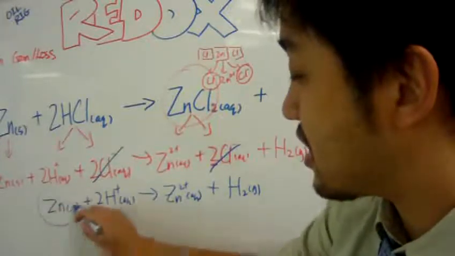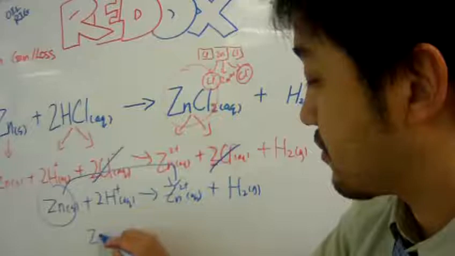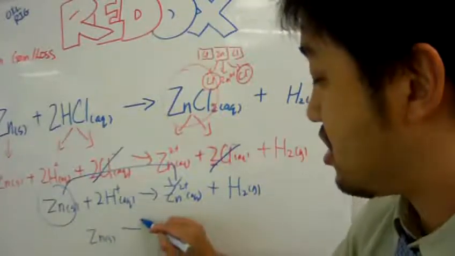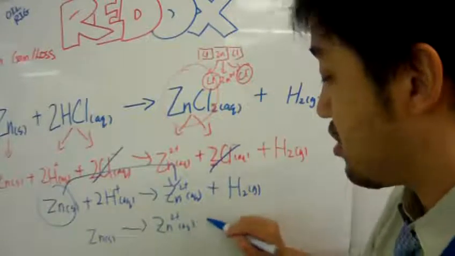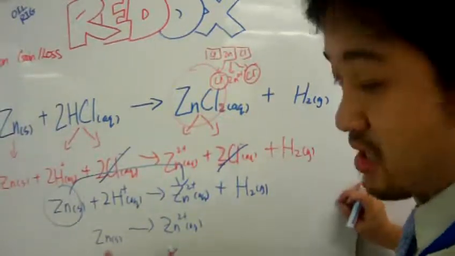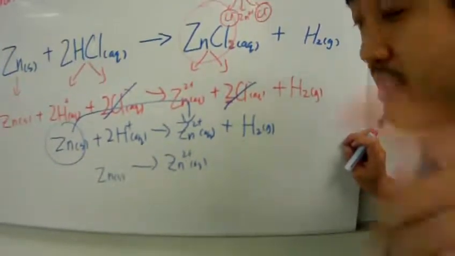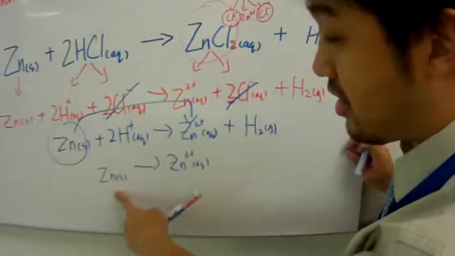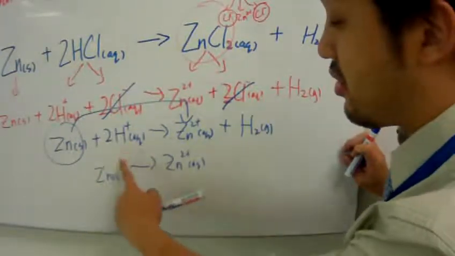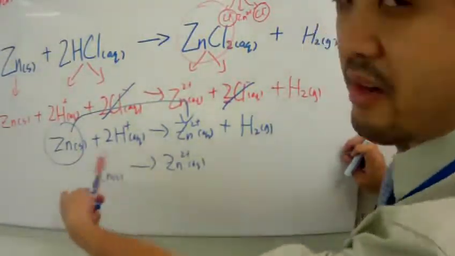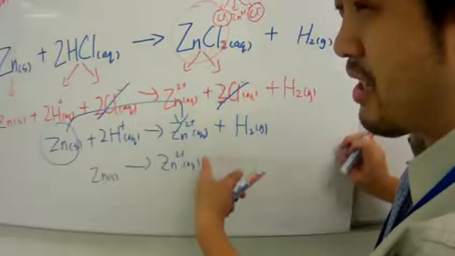Let's look at zinc changing to zinc ion. Zinc changed to zinc ion. All right? So the charge of this zinc here is 0. So let's put the cameras down a little bit. The zinc here, the charge is 0. The zinc here, the charge is +2. And so the charge on the left side of the equation is 0. The charge on the right side of the equation is +2.